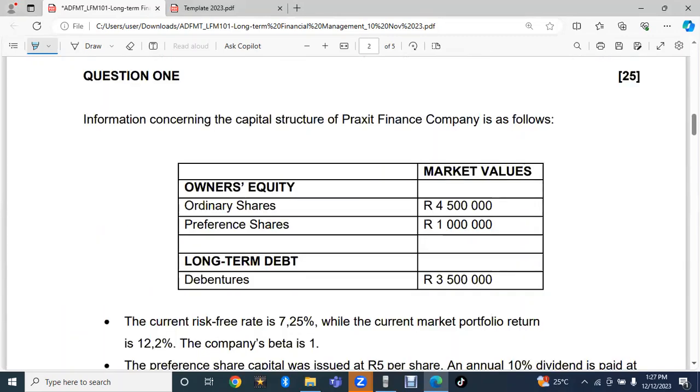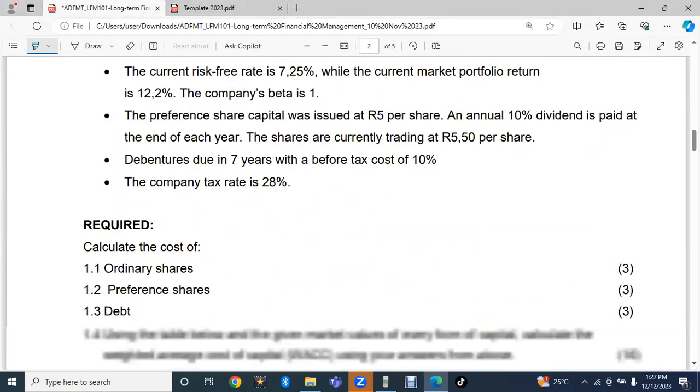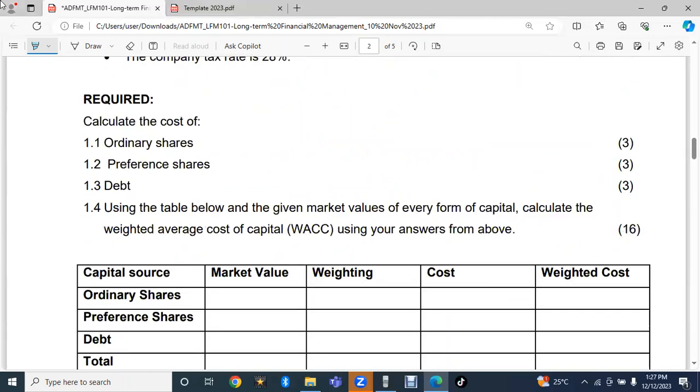Before we read the information provided in the question, let us first read what is required of us. Here we have the required section. We are required to calculate the cost of 1.1 ordinary shares, that is the cost of equity, 1.2, the cost of preference shares, 1.3, the cost of debt. We're going to do 1.1 up to 1.3, and then after that we're going to go to 1.4, whereby we are required to calculate the weighted average cost of capital using your answer from above.